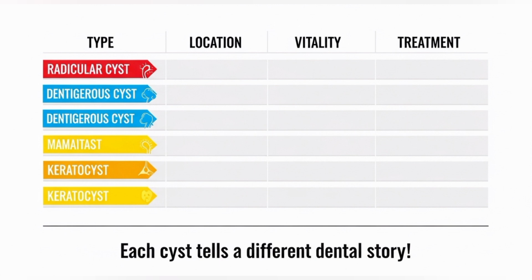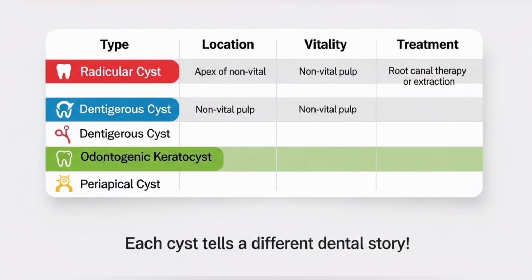Summary table: cyst type, common location, tooth vitality, treatment. Radicular: root apex, non-vital, RCT or extraction. Dentigerous: crown of unerupted tooth, surgical removal. Lateral periodontal: between roots, vital, enucleation. Gingival: adult or newborn, gums or palate, vital, usually none. Primordial: missing tooth site, removal. KCOT: posterior mandible, aggressive removal. Calcifying: various locations, vital, removal.